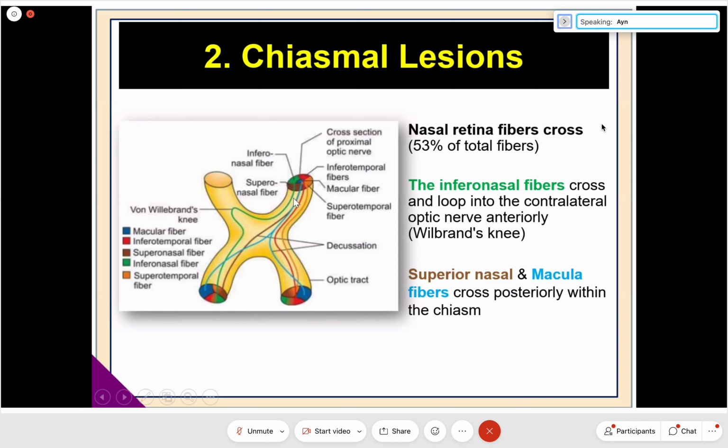Here in chiasma, there is decussation of the nasal fibers to the contralateral side. But the decussation will be different for the inferior nasal fibers and superior nasal fibers. Normally the inferior nasal fibers will cross anteriorly, forming a loop at the posterior part of the optic nerve on the contralateral side, forming what we call the von Willebrand knee, whereas the superior nasal fibers and also nasal macula fibers may cross posteriorly. So this is very important. And the temporal fibers don't cross.